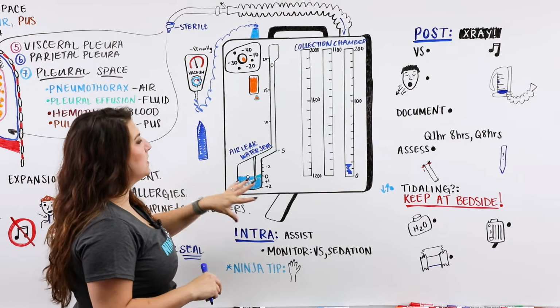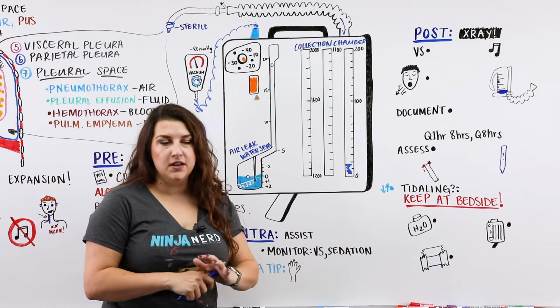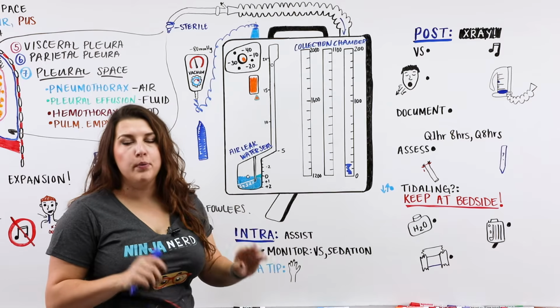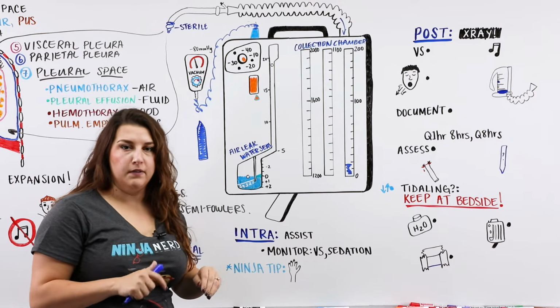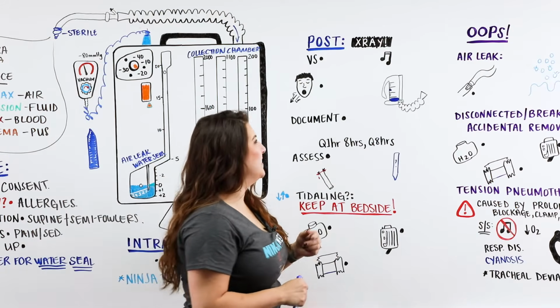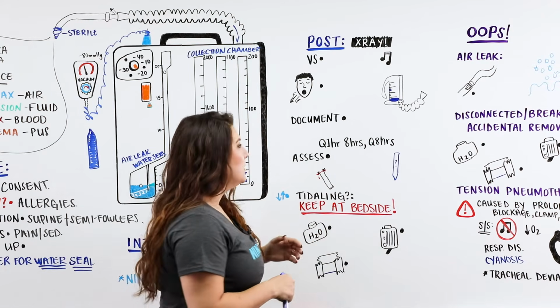Once the provider has inserted the chest tube and placed their sutures, they are all done, and we're going to move into post-procedure, which is basically us monitoring the chest tube and keeping an eye on the patient as well. Now that the chest tube is in, let's talk about how we're going to be monitoring and keeping an eye on our patient.